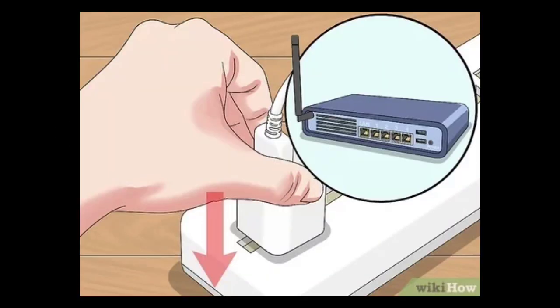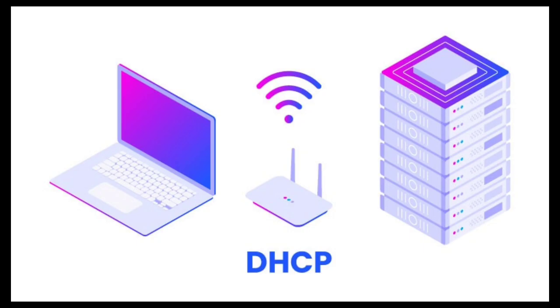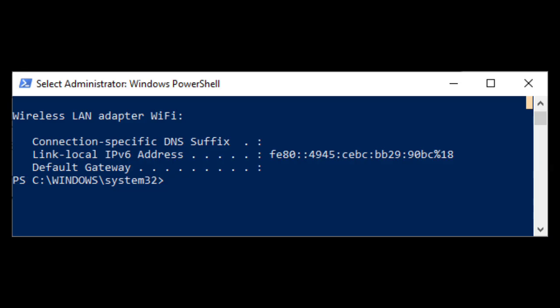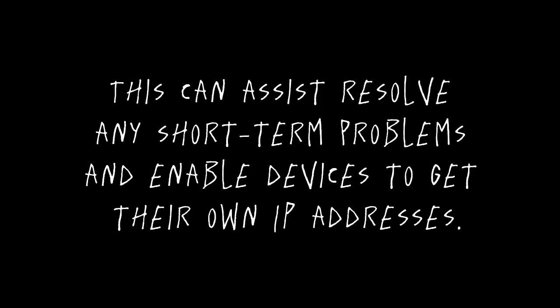3. Restart your network router or the DHCP (Dynamic Host Configuration Protocol) server if releasing and renewing IP addresses is unsuccessful in resolving the issue. This can assist in resolving any short-term problems and enable devices to get their own IP addresses.